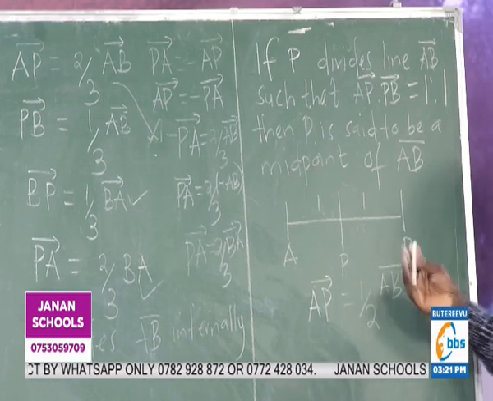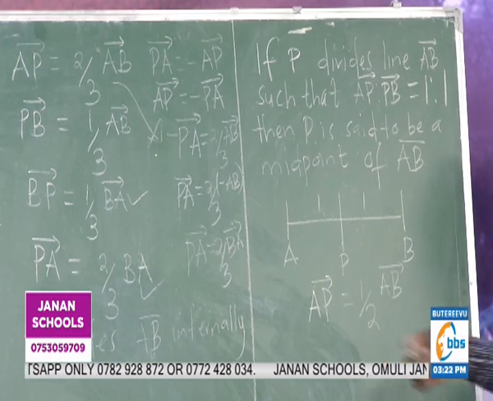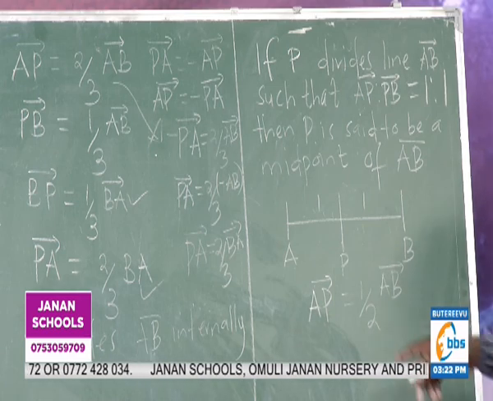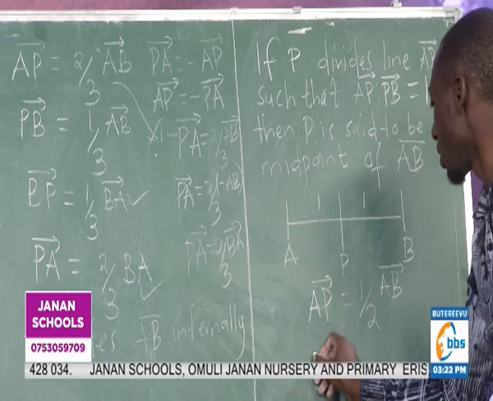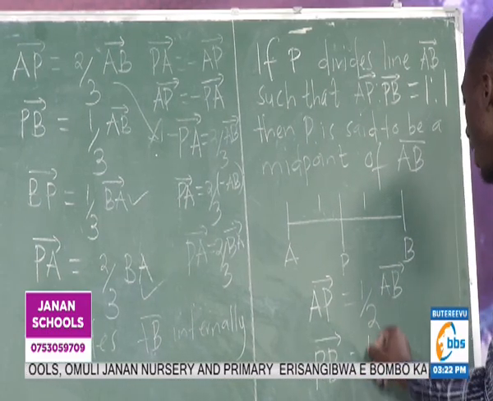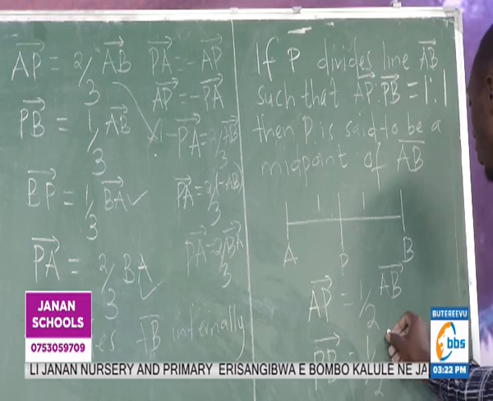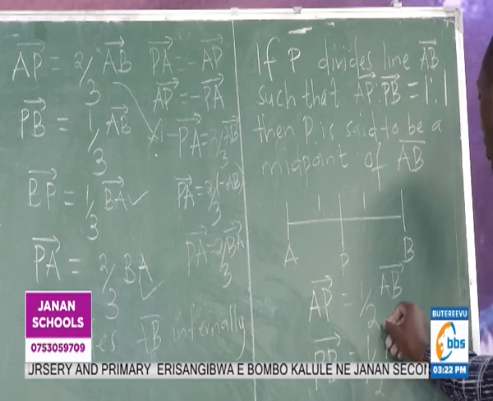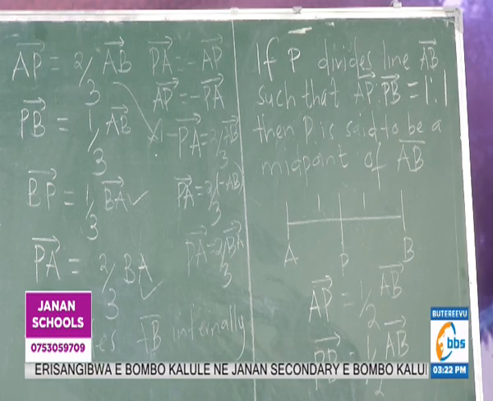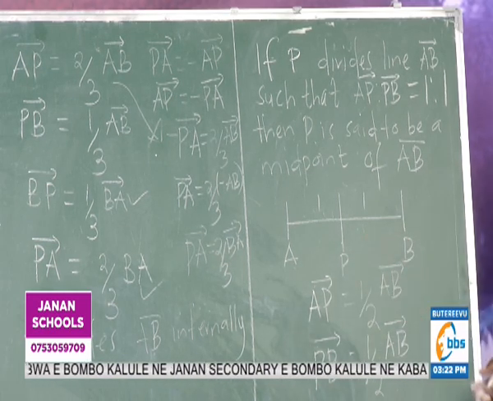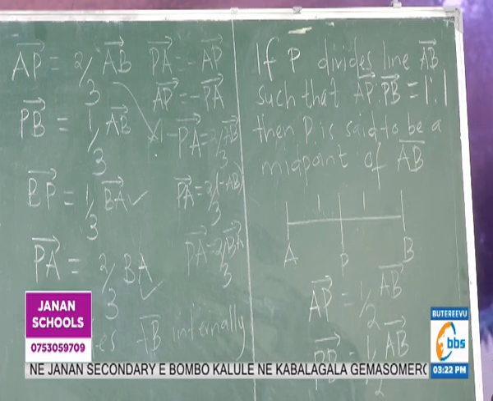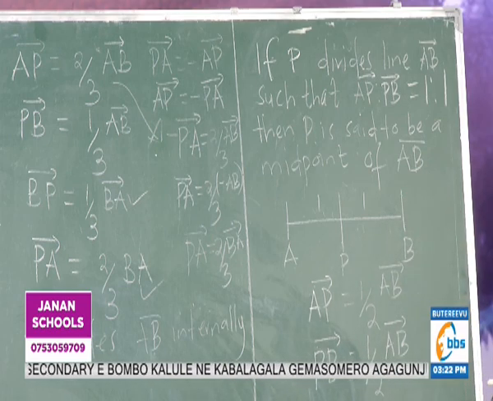I really want you to be able to work out these ones. So AP equals a half of AB. Still, if I want to get PB, PB will equal a half of AB. So this is when P is a midpoint. It depends on what you are looking for. If I want to start from this side, it is still true that BP will be equal to half of BA. So the direction matters a lot here if you're handling vectors.